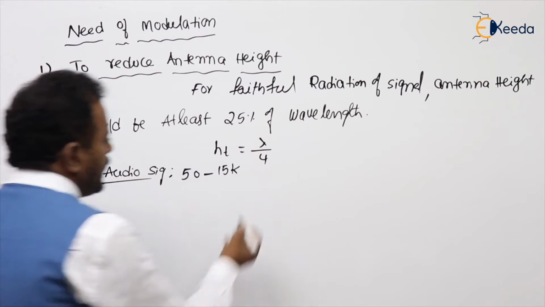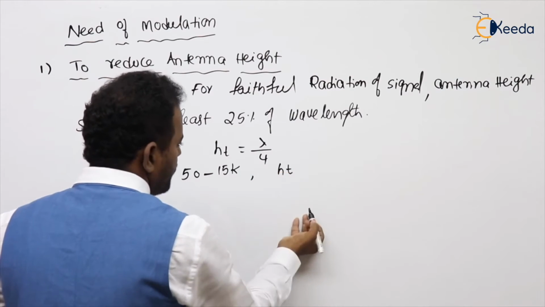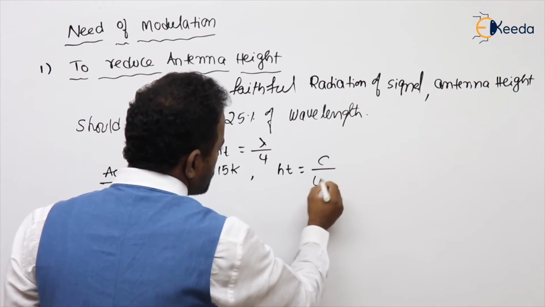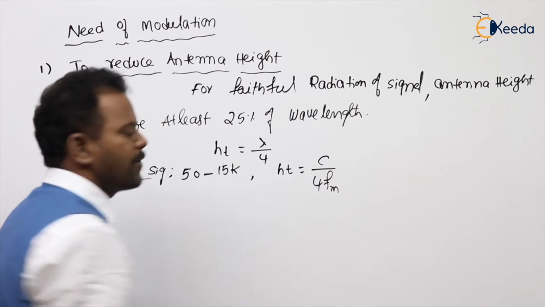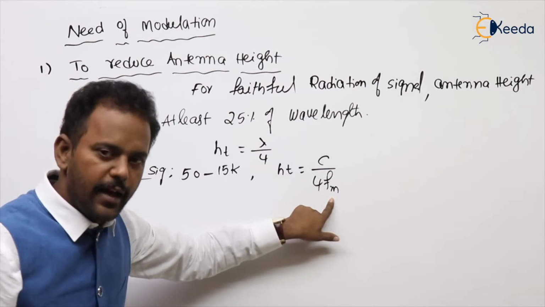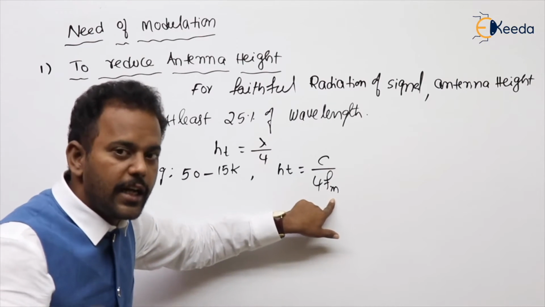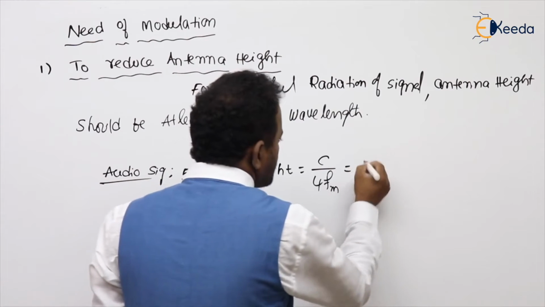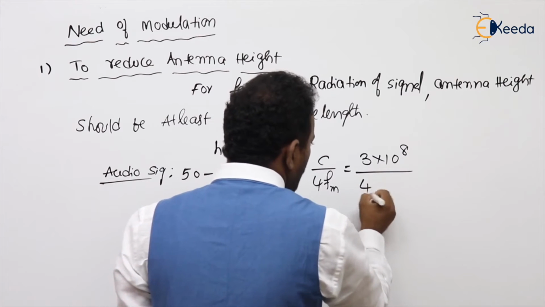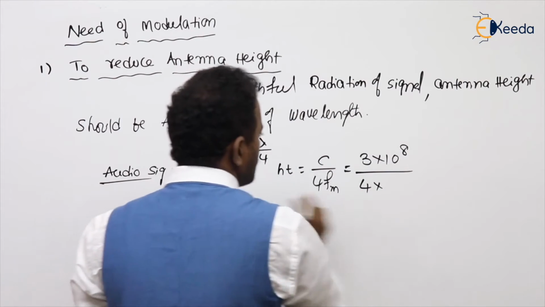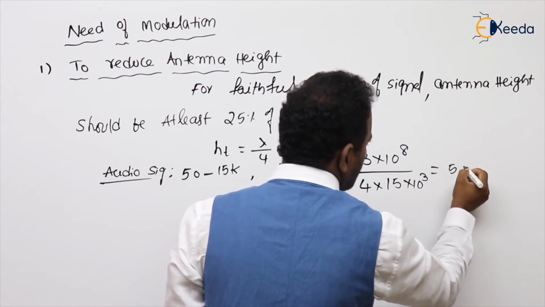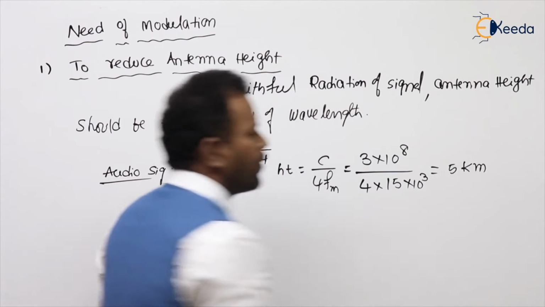If we are radiating directly, let's calculate the height of the antenna. Height of the antenna HT equals lambda, and lambda means C by F. Here F I am taking as FM, M means message. In the previous one I took C, C means carrier, like that, and I took I, I means instantaneous. What is the C value? 3 into 10 power 8 meters per second, divided by 4 into, what is the FM value? Maximum, let's take 15K, 15 into 10 power 3. Let's calculate. You will get 5 into 10 power 3. So I can say 5 kilometers.